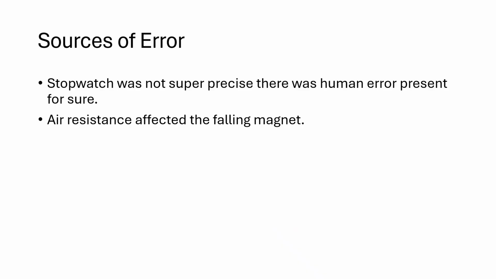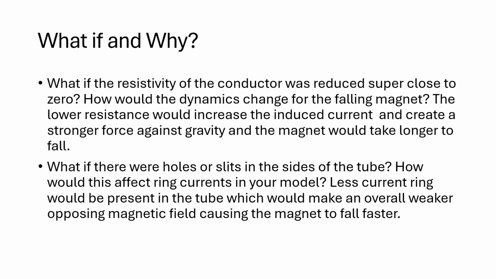Sources of error. The stopwatch was not super precise, and there was human error present for sure. Air resistance also affected the falling magnet, so it made the time longer in real life than it was in the computational model. And finishing up with our what-if and why questions.